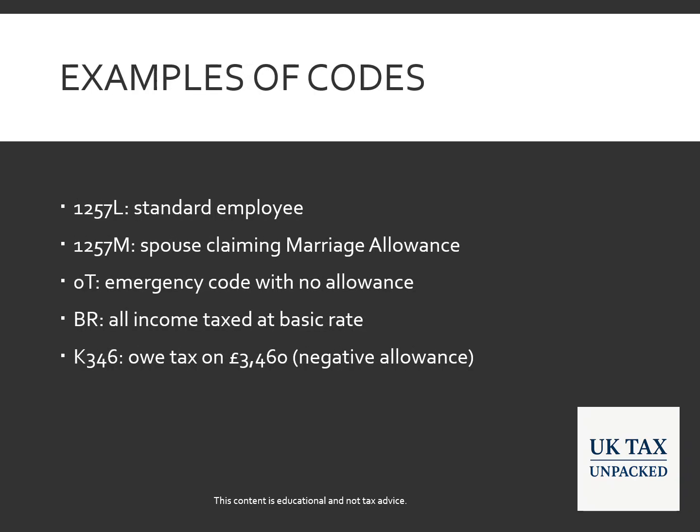Here are a few real-world examples. 1257L is what most employees see. 0T means no tax-free allowance, often used temporarily. BR means all your income is taxed at 20%, usually for second jobs. K346, that means you owe tax on £3,460. These codes matter, don't ignore them.